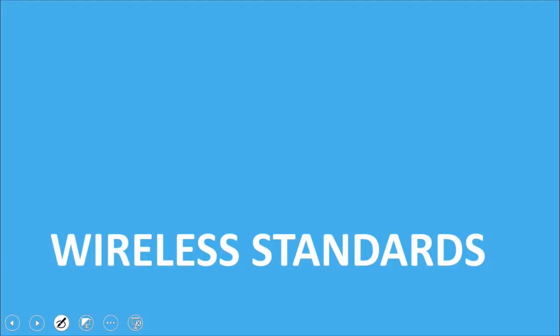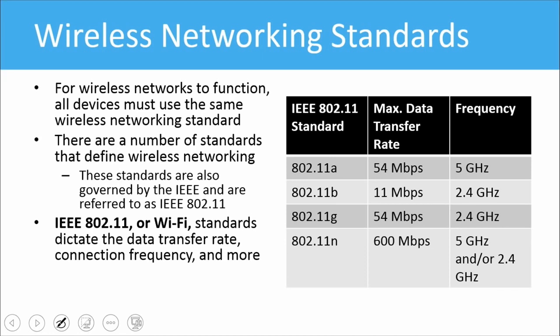All right, so let's talk about wireless standards. For wireless networks to function, all of the devices, all of the wireless adapters, have to use the same wireless networking standards. There are a number of different networking standards that define wireless communications. They're commonly referenced as Wi-Fi. Those are the body of standards that dictate the data transfer rate, connection frequency, and more of wireless communications. The standard, however, is commonly referred to as 802.11.